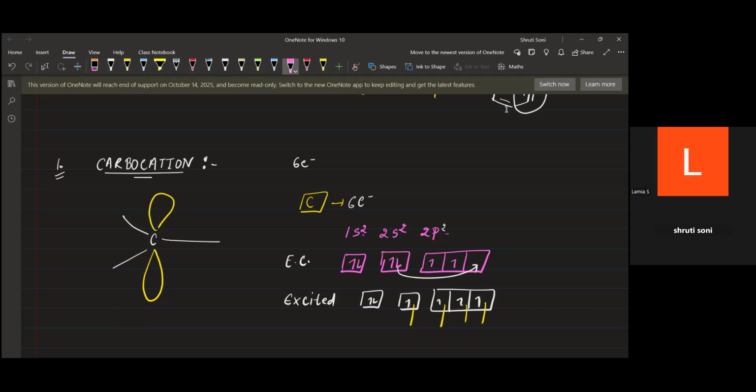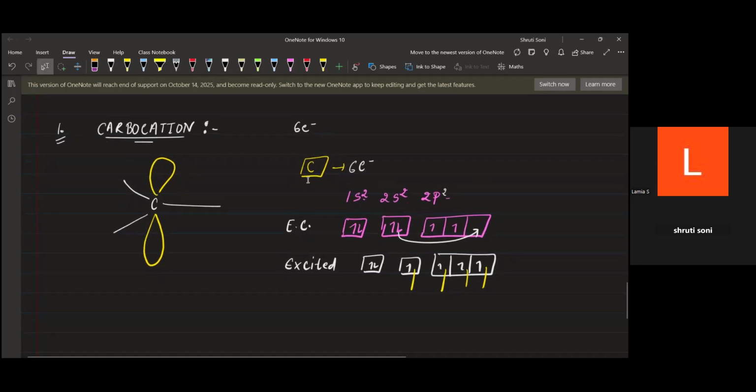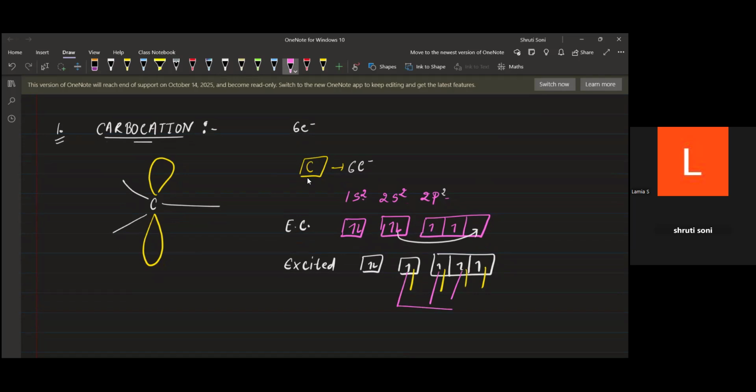How will carbocation look, how will it form, and what is the hybridization of carbocation? So firstly, see, how many bonds does carbocation have? Three. Okay, so these three, one, two and three, will form a bond. And how will they form? One s orbital plus how many p orbitals? Two p orbitals. Okay, because there are three bonds, so one bond from this, one from this, and one from this. So the total hybridization for carbocation will be sp2.